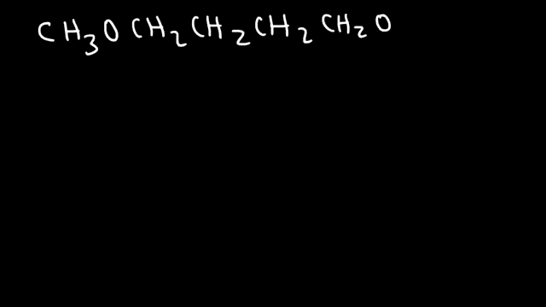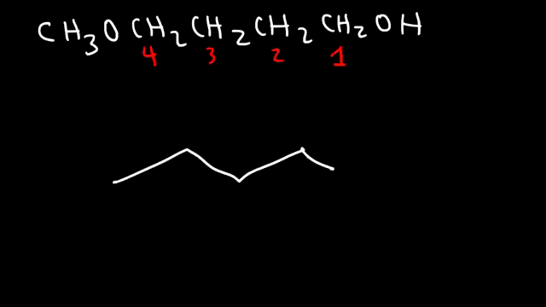Now what if you're given a condensed structure that looks like this? What would you do to name it? The first thing I would do is turn it into a line structure. So we have 4 carbons there, which I'm going to write like this. And then let's make this carbon 1, 2, 3, 4. On carbon 1, we have an OH group. And on carbon 4, we have a CH3O group.